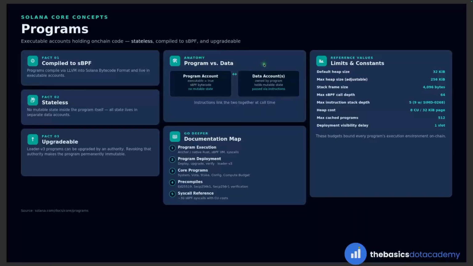Let us compare program versus data. Here we have a program account and here we have a data account. In the case of a program account, the executable value is set to true and it is stored as SBF bytecode. It does not have any mutable state. It is stateless. In the case of data accounts, they are owned by a program. They hold mutable state, and this state is passed via instructions. And we have seen that for each instruction, the maximum size is 10 kilobytes. The instructions link the two together at call time.